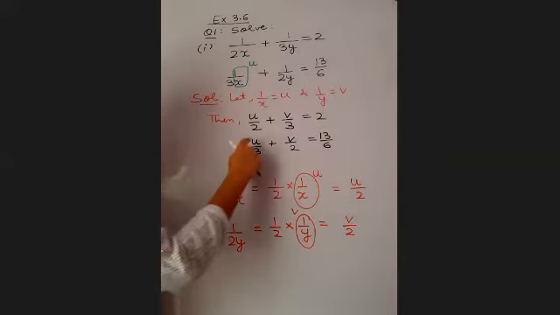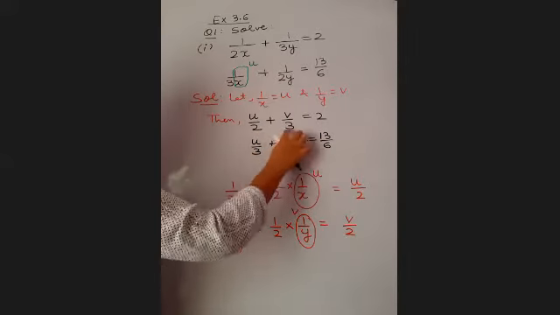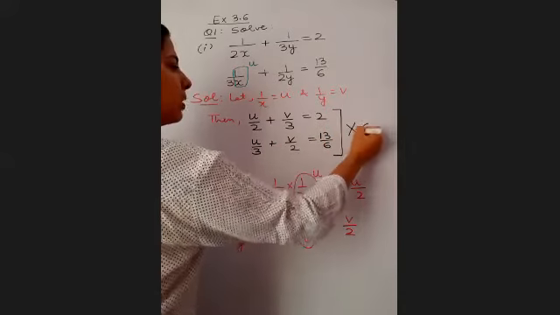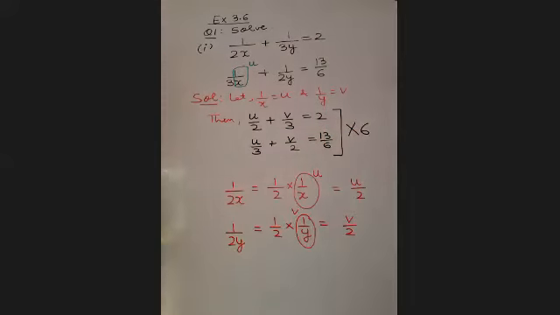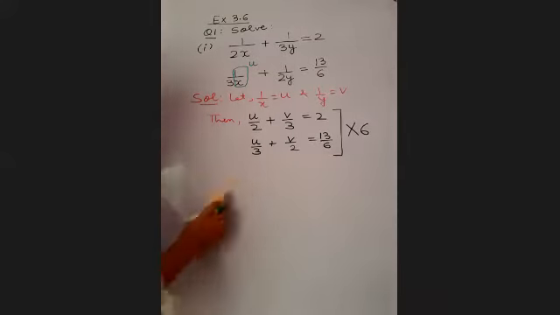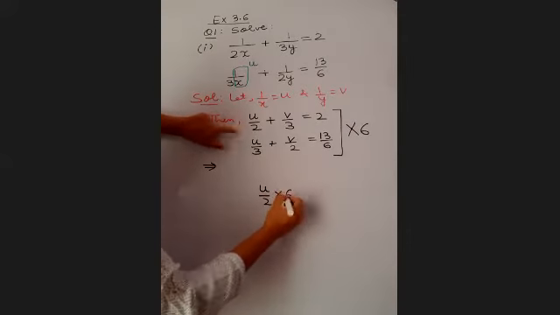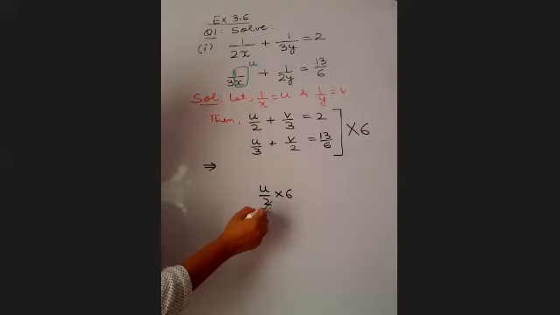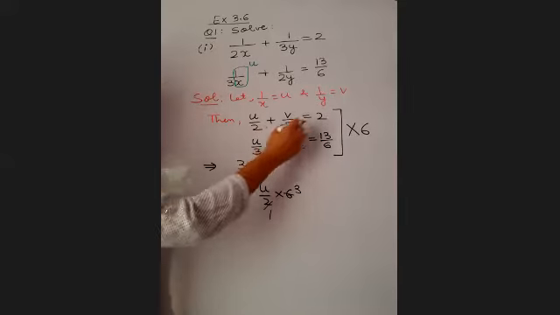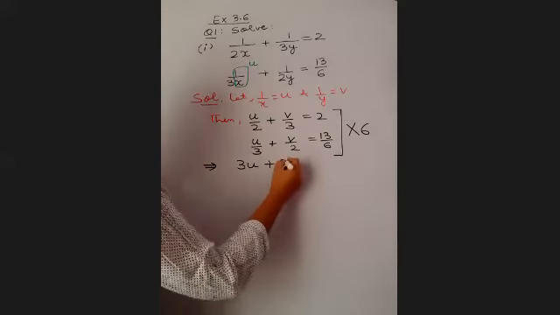As discussed earlier, we don't want anything in the denominator. Now, what is the LCM of the denominators? 6. So let us multiply these equations by 6. Then what do we get, children? Now, u upon 2, when you multiply it by 6, becomes 3u. Likewise, v upon 3 equals 6 becomes 2v, is equal to 12.